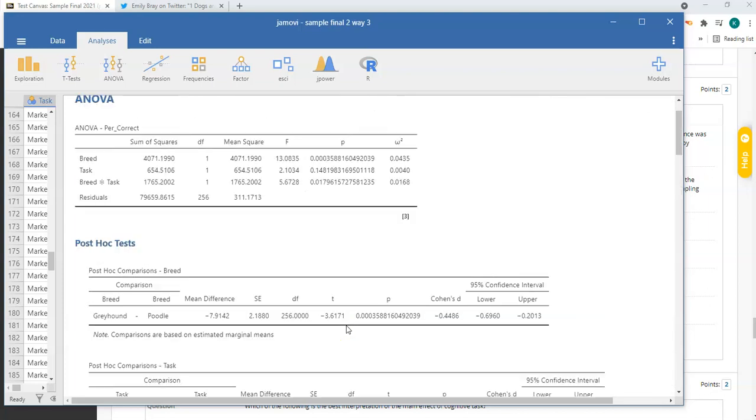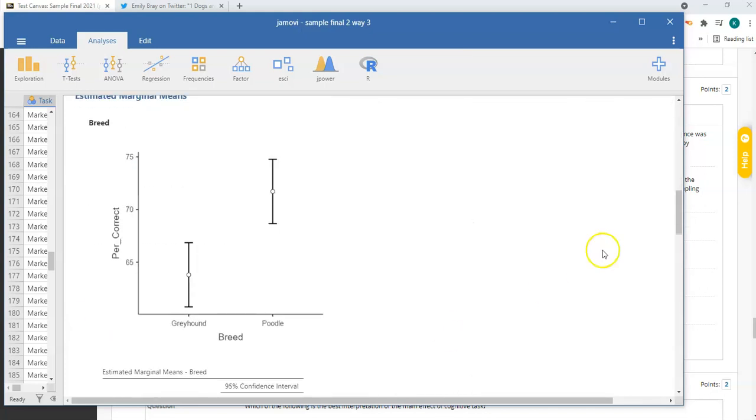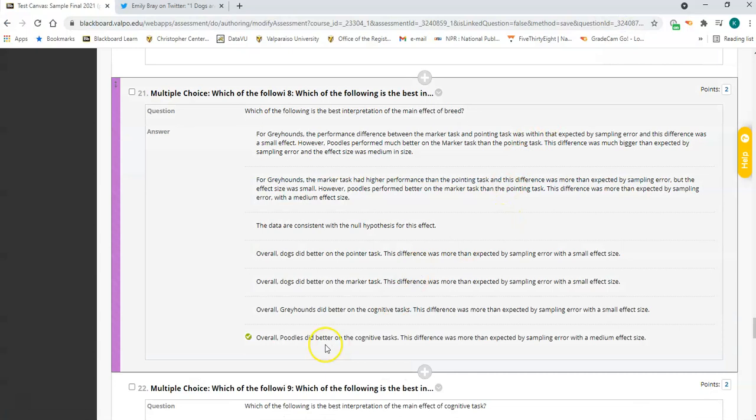And what's the effect size of that? Well, it's about 0.04. So you should use your cut lines for that to determine whether that's large, medium, or small. All right, so overall, poodles did better on the cognitive tasks. This difference was more than expected by sampling error with a medium effect size.